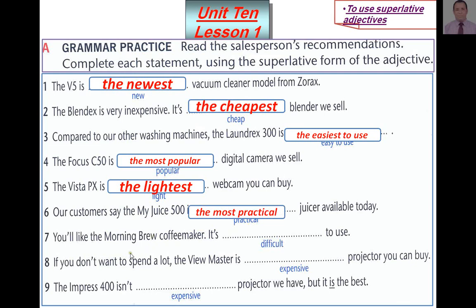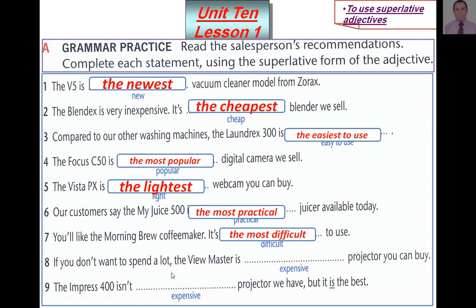You like the Morning Brew coffee maker, it's difficult to use. Difficult is also like practical, an adjective that has more than two syllables, so I can use here the most difficult, and that's right. If you don't want to spend a lot, the Viewmaster is expensive, the projector you can buy. If you don't want to spend a lot, okay, not here the meaning, because I may use the most or the least, it depends on the meaning of the sentence.